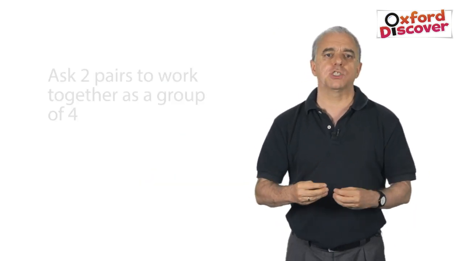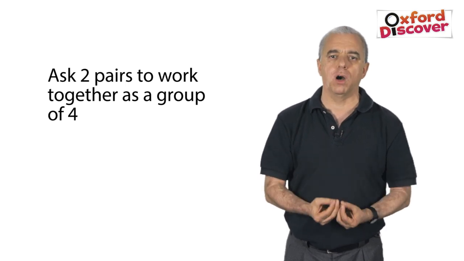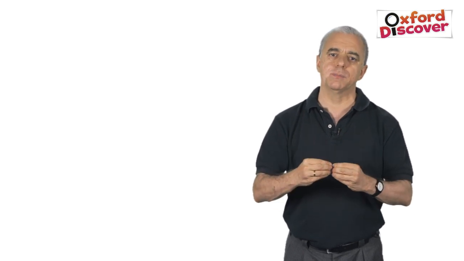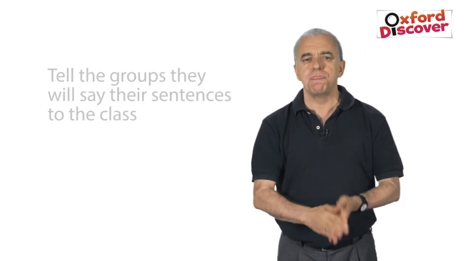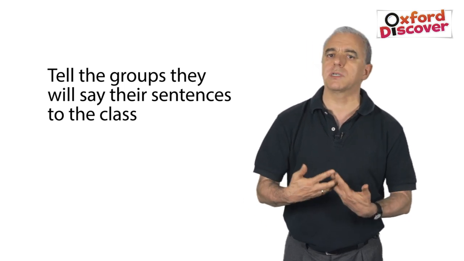Now, having one list between them, ask 2 pairs to work together and make a group of 4. Have the group make one list among them. And now, tell the groups that they will say their sentences to the class.